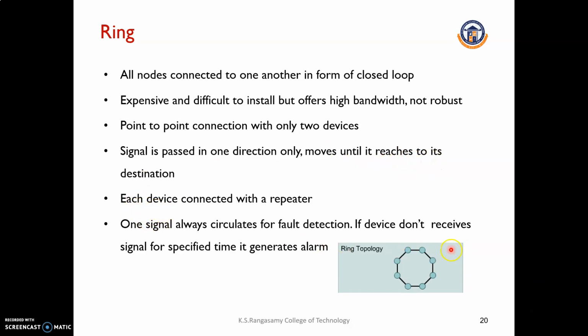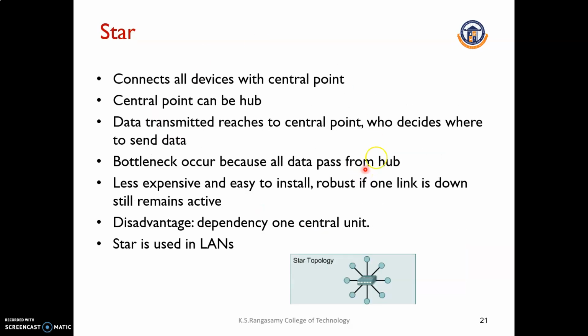Each device is connected with a repeater. Here the device used is a repeater. One data always circulates for fault detection. If a device does not receive data for a specific time, it generates an alarm. That's the ring topology.